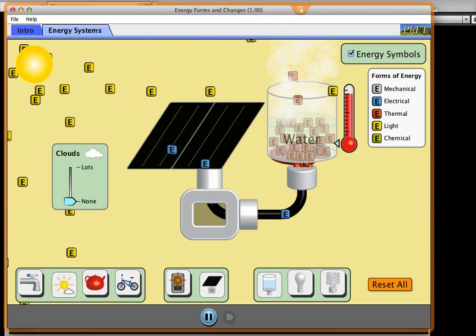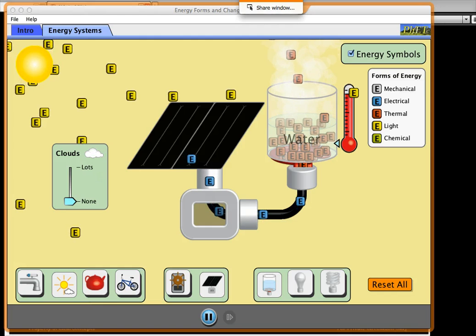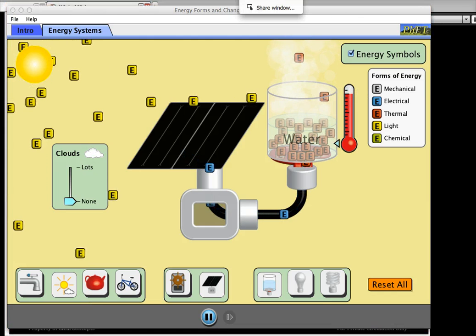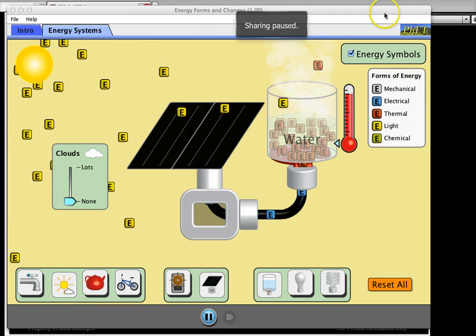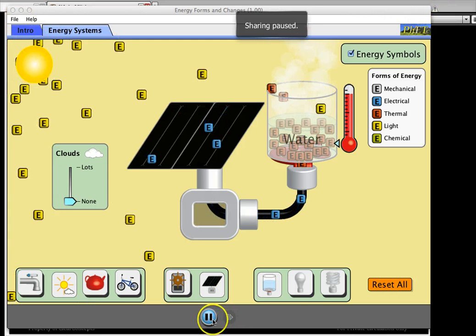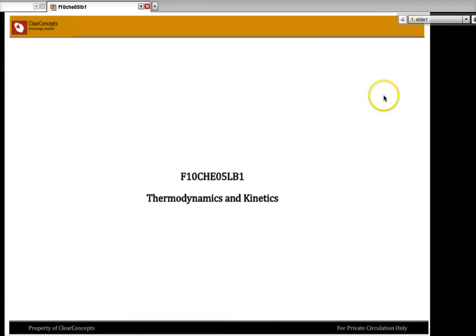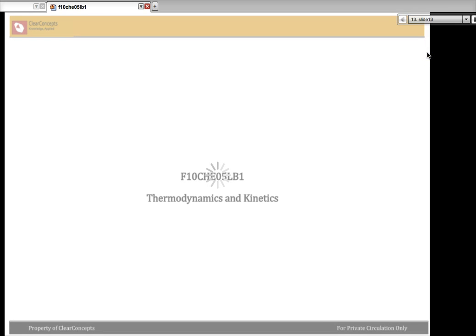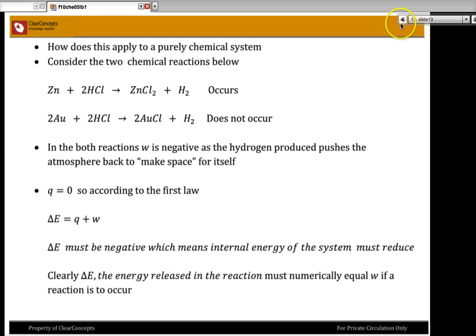Okay, very good. Now here's what we're going to do. Let's go back to the class window. Pause this, and let's see how this applies to chemical systems. At the end of the day, we are studying chemistry after all, right? So how does this apply to chemical systems? Let's try and understand that. Don't close it yet, because I'm going to be doing another experiment.